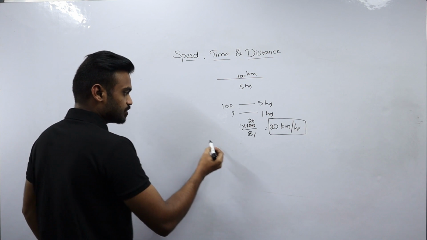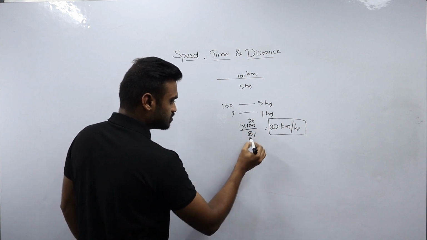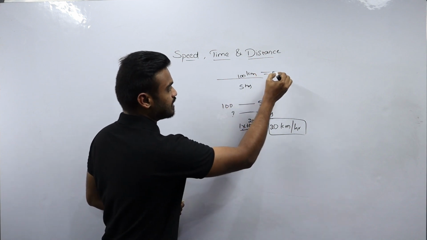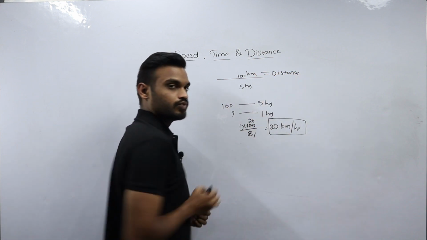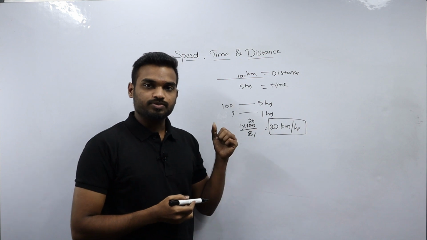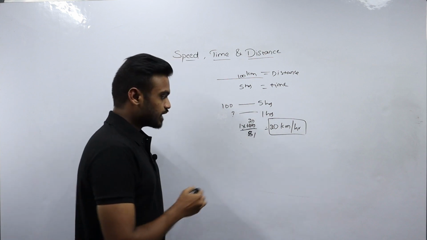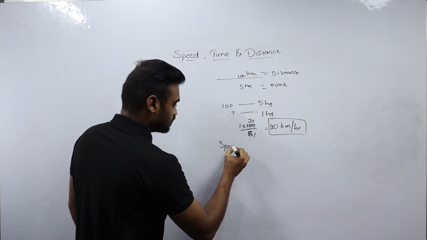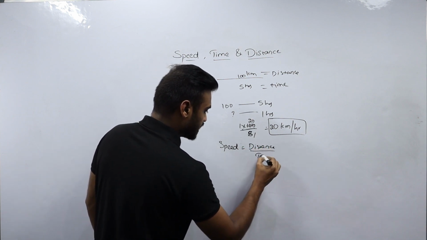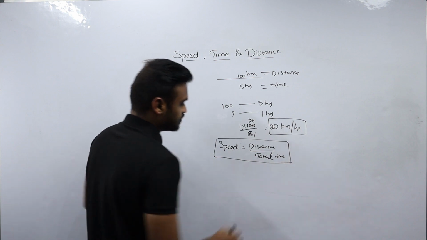See here, the speed is 20 kilometers. How did we get this? We divide the total distance by the total time taken. 100 kilometers is the distance I traveled, and 5 hours is the time taken by me to travel. By dividing the total distance, that is 100, by the total time taken, we get 20 kilometers per hour. So we can simply write speed equal to distance traveled by total time taken. This is the basic formula and concept of speed.